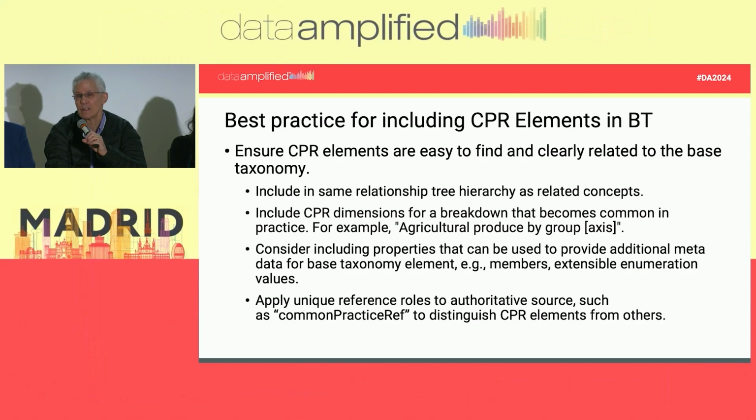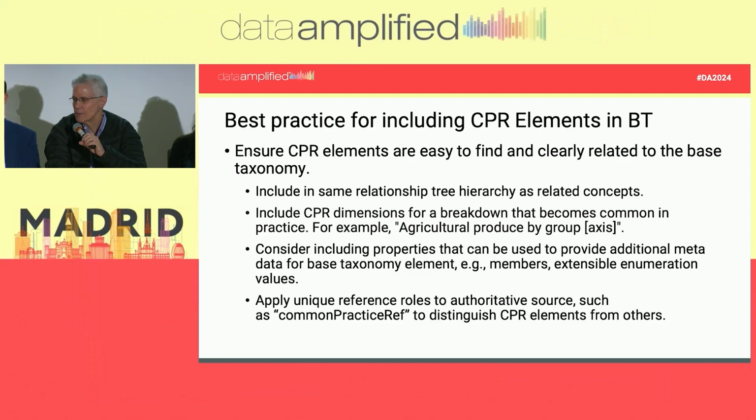So again, in my revenue example, if we included hotel revenue as a common practice reporting element, we would include it alongside the revenue element. That makes it easier for folks to find it. The downside is that they might be more inclined to use it. And so some have argued that they really should be partitioned off somewhere. But I think at the end of the day, it's better to include it with the similar elements.